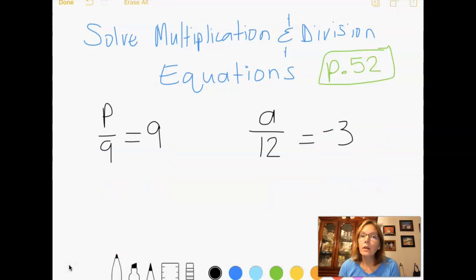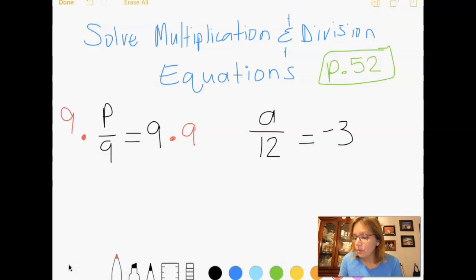Okay, so you can see our next two examples look a little different. Remember, fraction means divide. So now I have some division problems and I need to do the opposite. So I see p divided by 9. I need to make that times 9. So I'm going to multiply both sides by 9.